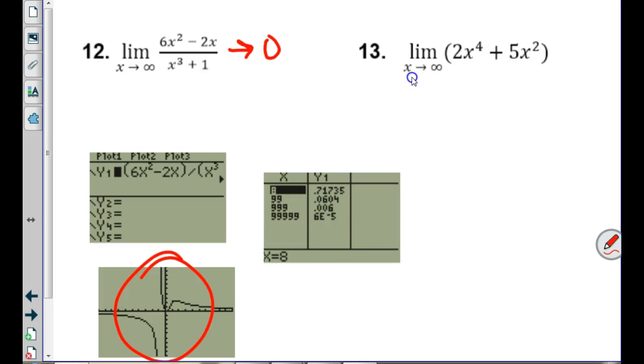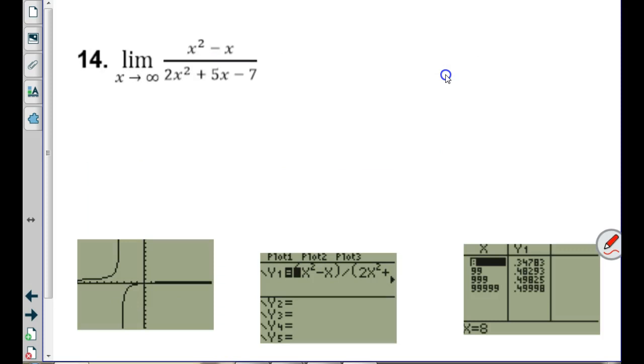The limit, here, what shape is this? Degree 4. Both ends up because it's a positive coefficient. So what's it going to approach? Very good, infinity. On the far right, this graph is going up, yes? Because it's even with a positive leading coefficient.